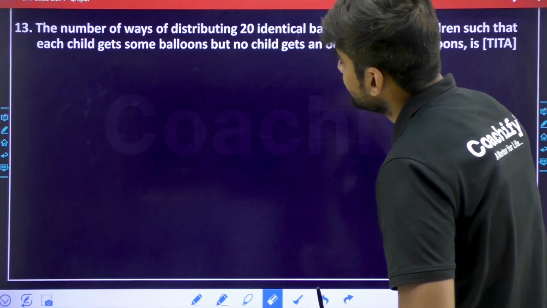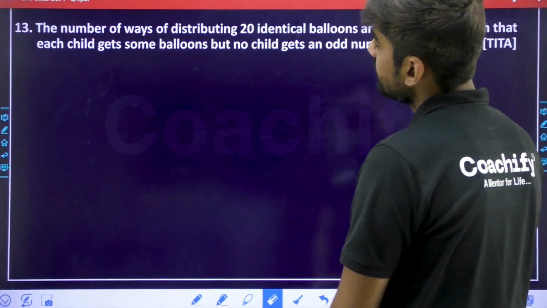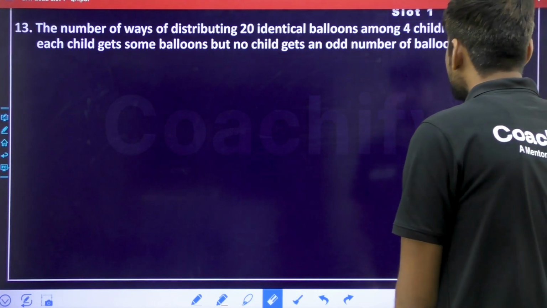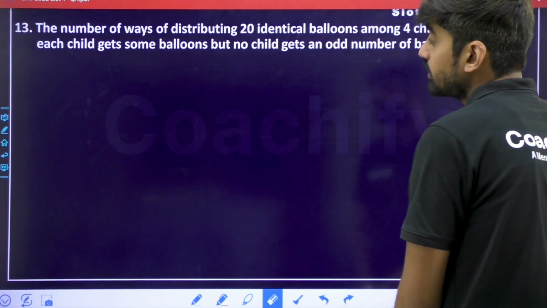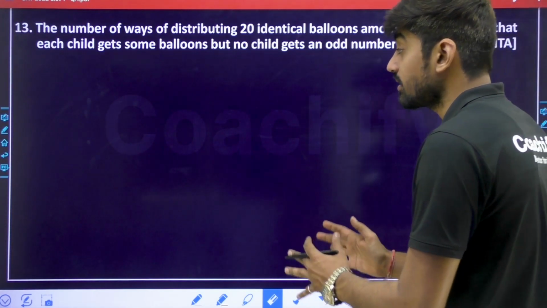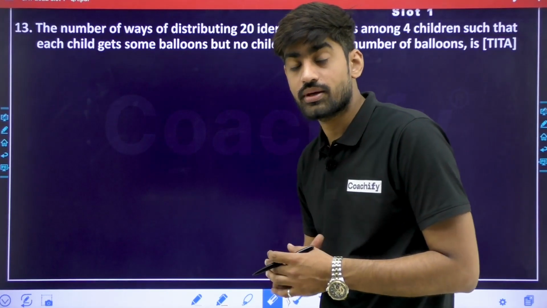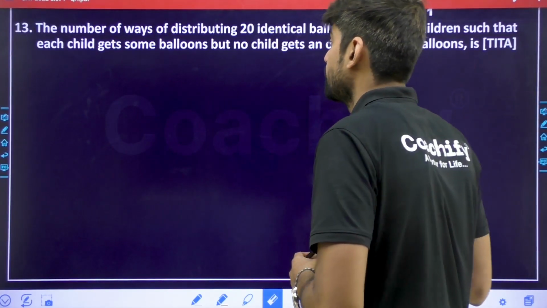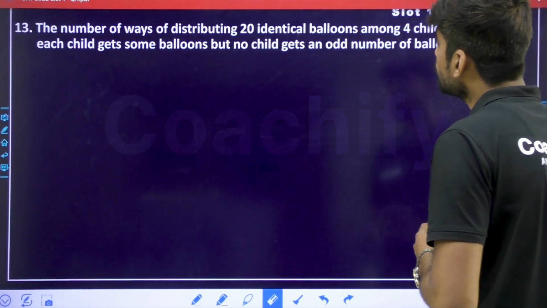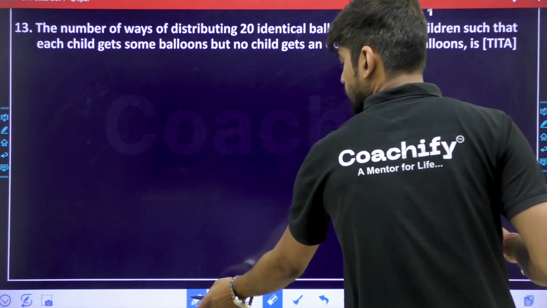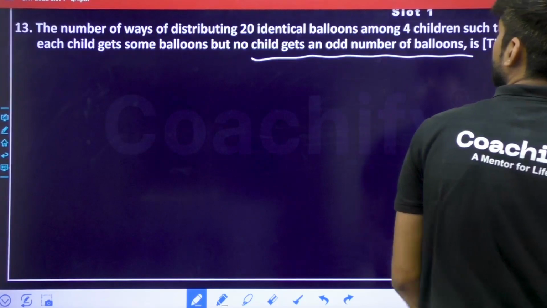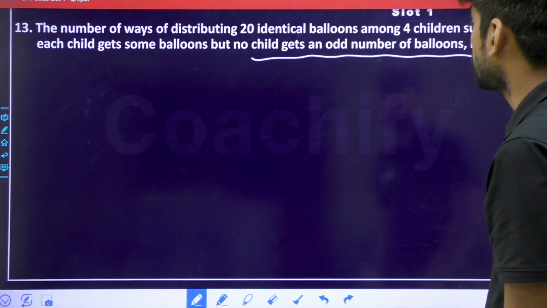Okay, so let's see this question, what it is. The question says the number of ways of distributing 20 identical balloons amongst 4 children such that each child gets some balloons but no child gets an odd number of balloons. So guys, this is an amazing question based upon grouping and distribution from PNC. Now what I have to do here is satisfy the condition that every child has an even number of balloons, not an odd number of balloons.